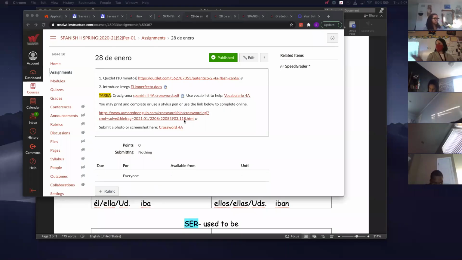So the homework for today is this crossword. It's all vocab based, so I put the links for your vocab list, and you can complete it online. You can also write on it with your stylus pen if you like, and then screenshot it. However you want to do it. If I gave you a hard copy, you can just write it and take a picture of it. You're going to turn it in right there, okay? So that would be the new assignment.